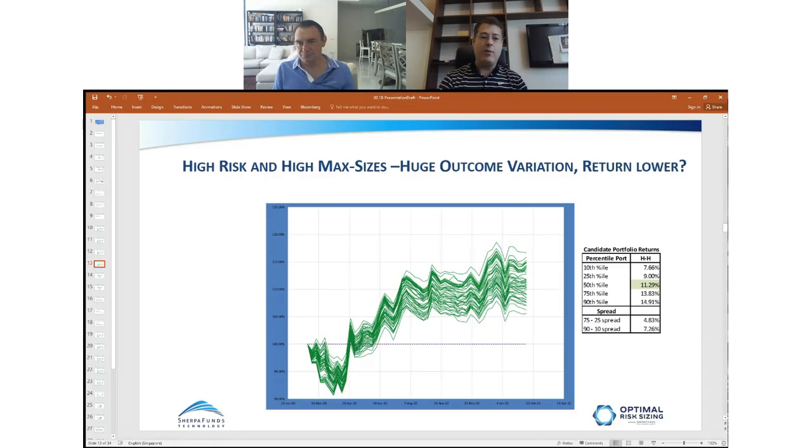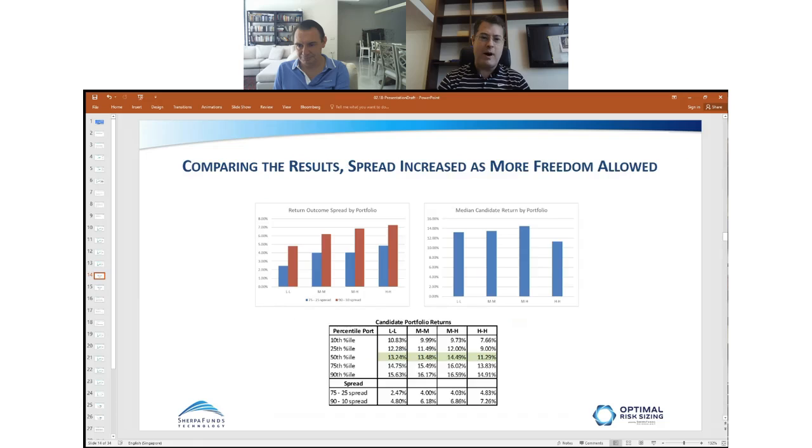And so if we scale this all the way up and we take it to a high risk and high max size, the outcome variation expands even further. And we can see that the median return starts to drop here. So let's compare all four of these and think about why this would be.